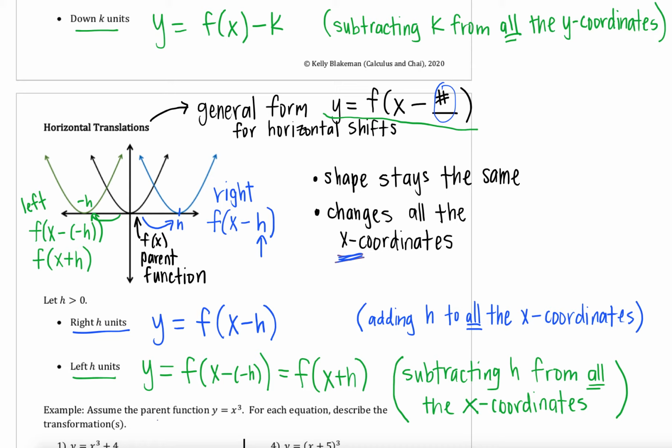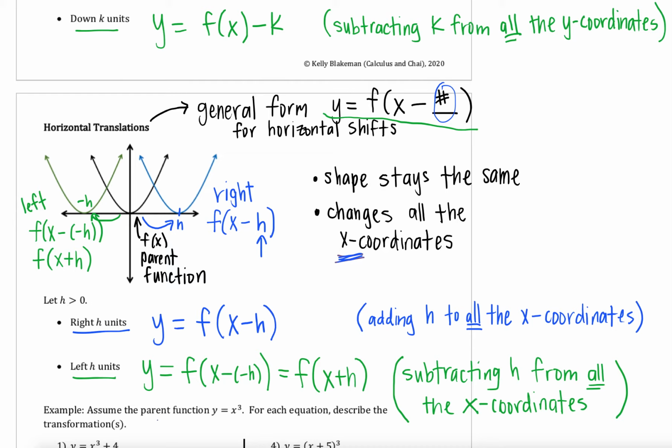If I want to go to the right h units, my new equation would be y equals f of x minus h. And on a coordinate level, I would be adding h to all of the x coordinates. If I want to shift my graph to the left h units, I would end up with the equation y equals f of x minus a negative h, which simplifies to f of x plus h, and I'm subtracting h from all of the x coordinates.